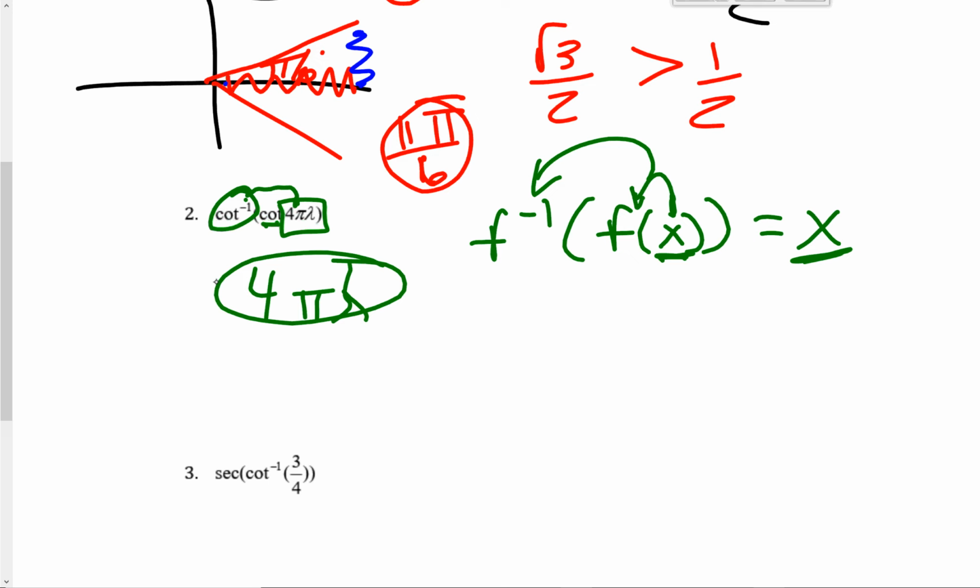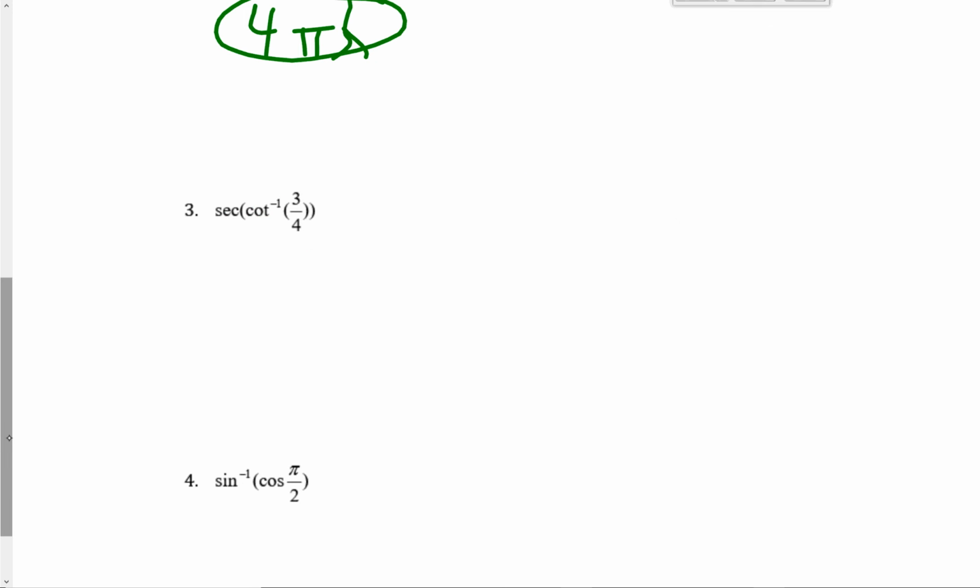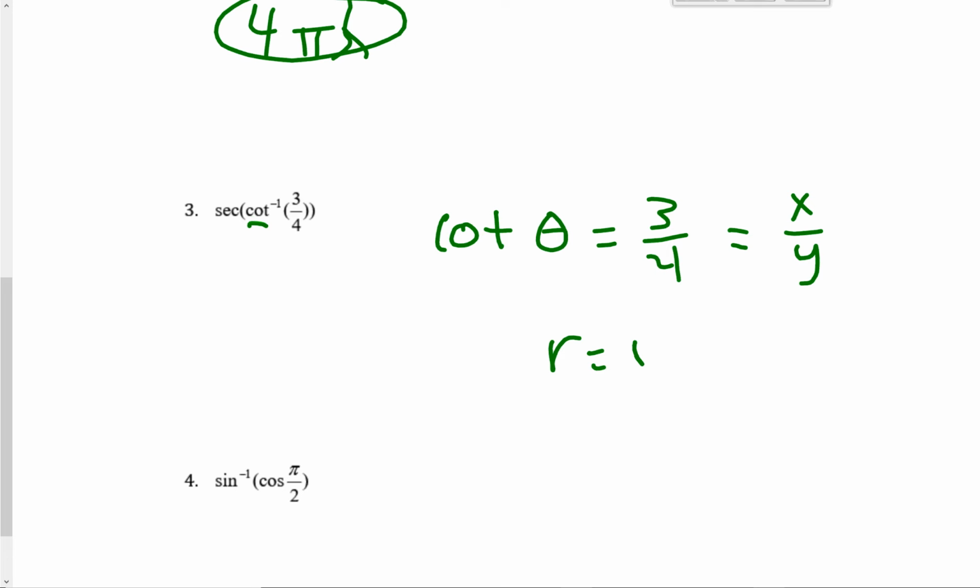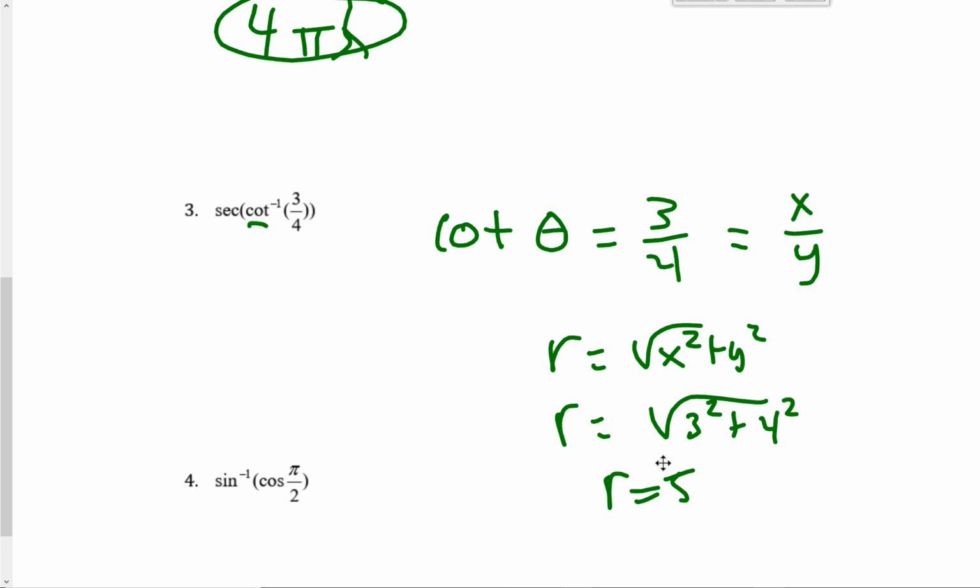All right, this next one, 3/4. 3/4 we don't have, so we can't do the left-hand method, nor do we need to use a calculator either. But if I'm looking at cotangent of some angle equals 3 over 4, that's what that's saying, right? So cotangent is x over y. So I could use Pythagorean theorem to find out what my r is. So that would be 3 squared is 9, 4 squared is 16, 16 plus 9 is 25, square root of 25 is 5. So my x is 3, my y is 4, and my r is 5.